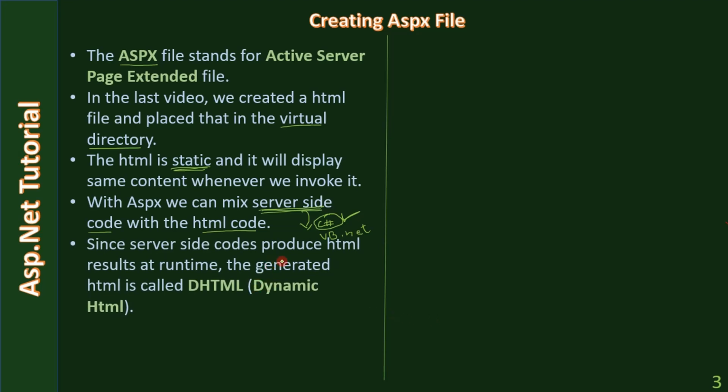Since server-side code produces HTML results at runtime, the generated HTML is called DHTML, dynamic HTML. Why? Because it's produced at runtime and it's not static, right? So it may change based on the server-side scripting.